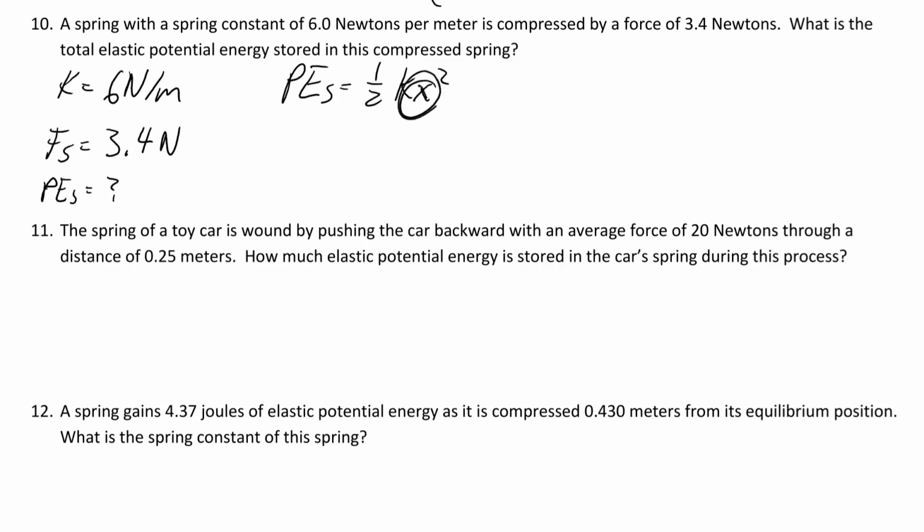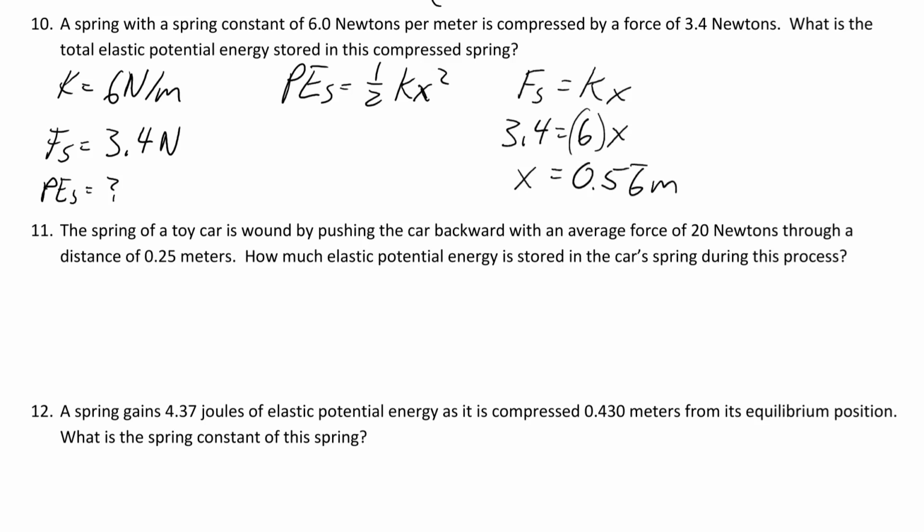So we don't know what x is. Oh man, I wonder if there's another equation that we could use that has to do with springs. Just use this one. Fs is equal to kx. They tell you F and k. 3.4 is equal to 6 times x. Hey, look at that. Now I know what x is. 3.4 divided by 6 is 0.56 repeating meters.